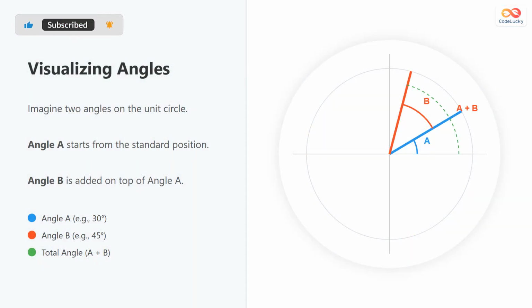To help you visualize this, imagine the unit circle. Angle A starts from the standard position in blue. Then, we add angle B, shown in orange, right on top of it. The total angle, a plus b, is the combination of both. The formula gives us the x-coordinate of the point where this combined angle lands.